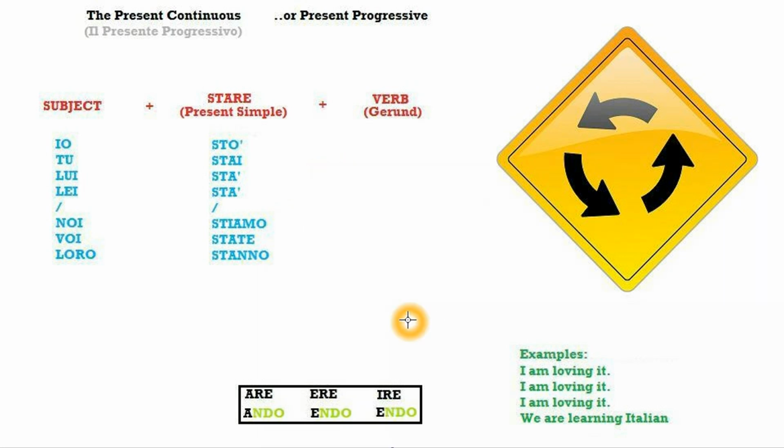Okay, guys. This is it for today. I think we've covered everything about the present continuous. So all you have to keep in mind is that the gerund form in Italian is built by using this little table here that you should copy down, and with the verb stare, which is irregular, you should learn the conjugation.